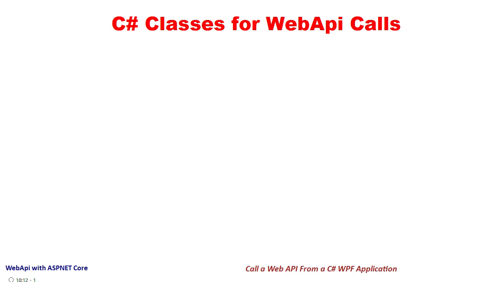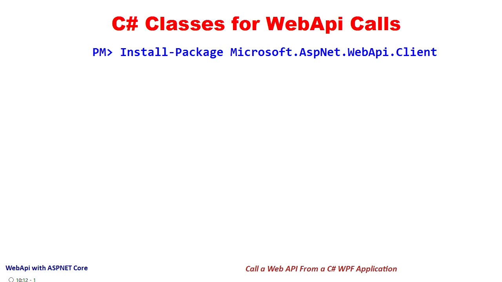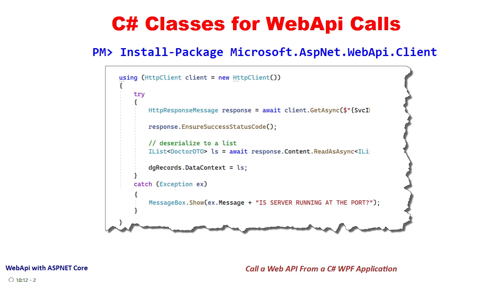First of all, let me give a quick primer on the various useful C# classes that are now available specifically for the purposes of making calls to the Web API. These classes handle most of the finer detail for us. The most important thing is that you will need to install a NuGet package called Microsoft.AspNet.WebApi.Client. So you will have to open the Package Manager Console and run this command Install-Package Microsoft.AspNet.WebApi.Client.